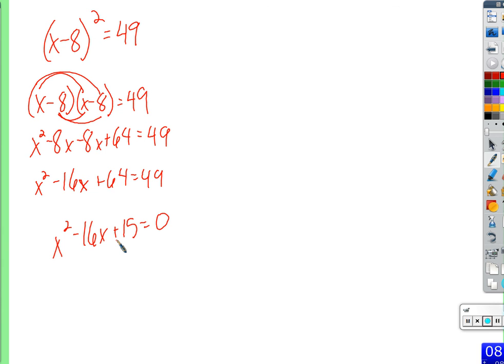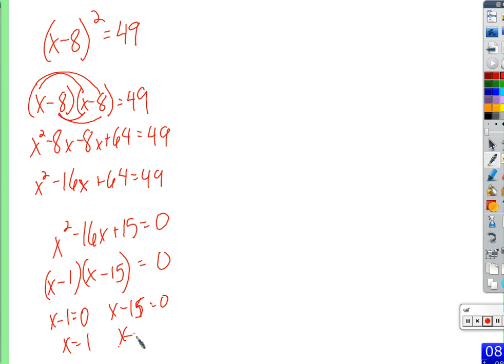What would you do then? Danielle? Find something that multiplies to 15 and adds or subtracts to negative 15. Okay, and what would that be? Negative 1, negative 15. If we multiply this out, we'll get x squared minus 16x plus 15. We set each factor equal to 0. Equals positive 15. Those must be correct.